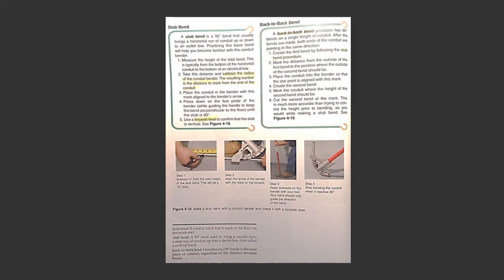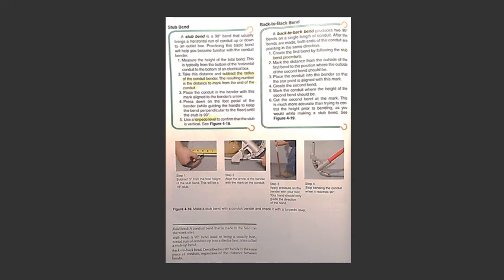Step 1 is to create the first bend by following the stub bend procedure, the one we just described. Number 2, mark the distance from the outside of the first bend to the position where the outside of the second bend should be. Number 3, place the conduit into the bender so that the star point is aligned with this mark. Number 4, create the second bend.